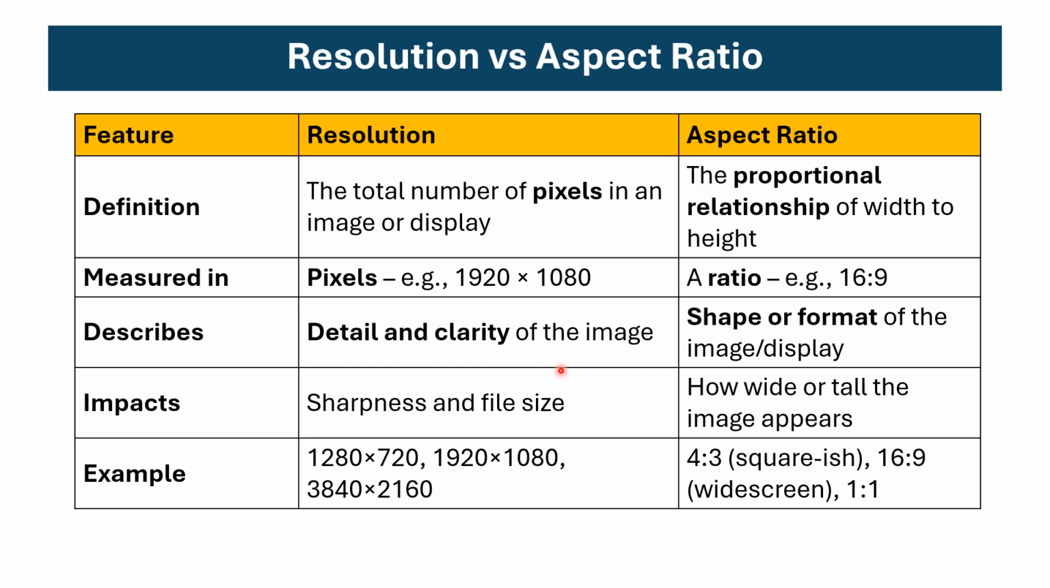The resolution impacts the sharpness and file size. Aspect ratio impacts how wide the image will appear on the screen. So for example, we can see these numbers are pixels, but when you see this, it means this is the aspect ratio of that image.